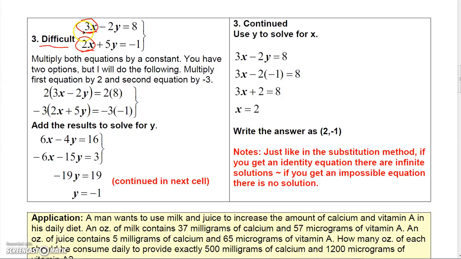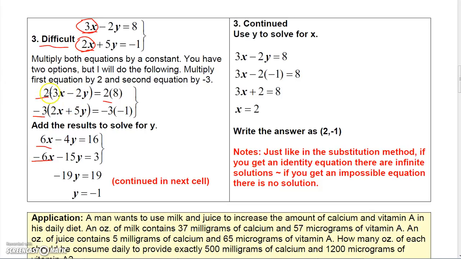So I said, I'm going to multiply the first equation by 2. So I multiply everything in the first equation by 2. And then I'm going to multiply everything in the second equation by negative 3. And of course the reason is, look at what happens to the x. 2 times 3x is going to be 6x. And then minus 3 times 2x is minus 6x.